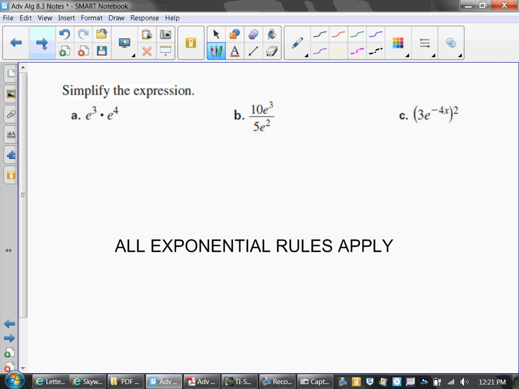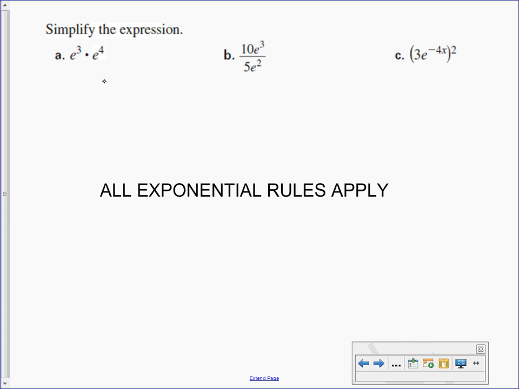As you get into this stuff, you're going to be able to simplify these expressions. So if you have e cubed times e to the fourth, you follow your rules of exponents because those e values are the same bases. So what do you do with the exponents? You add. Very good. So it's e to the seventh. When you have 10e cubed over 5e squared, once again, you always deal with your numbers first. 10 divided by 5 is 2. And then you would have e cubed over e squared. Is e in the numerator or denominator? Numerator.